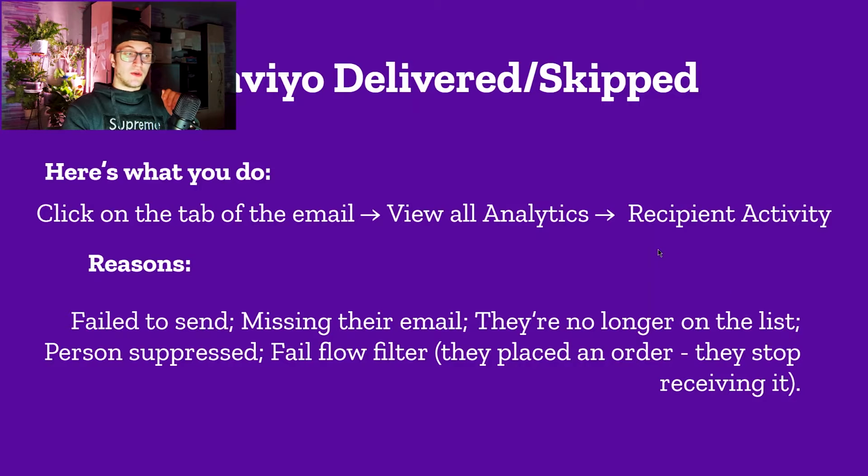Another reason is they're no longer on the list, right? Maybe they unsubscribed or something like that. Maybe you suppressed them. Maybe a flow filter failed, meaning you put them in this flow, and then all of a sudden they bought something, and boom, they're out of this flow. So you skip this email. It was meant to send to them, but they bought something in between, and the flow didn't trigger and put them in another flow, and so this is how it happened. They basically stop receiving it.